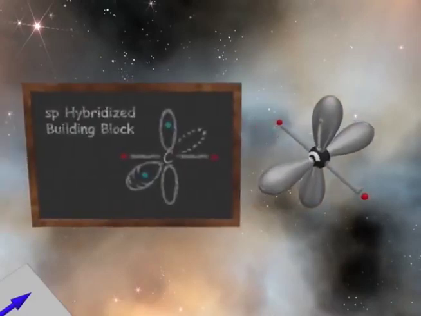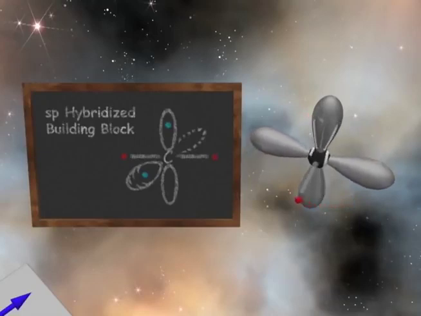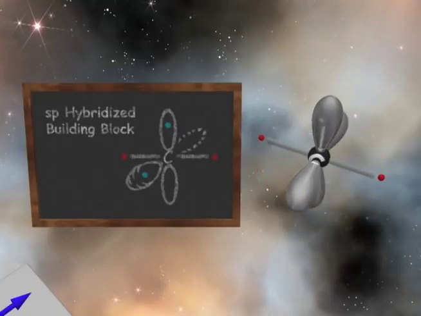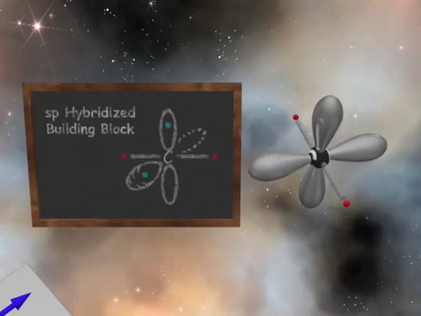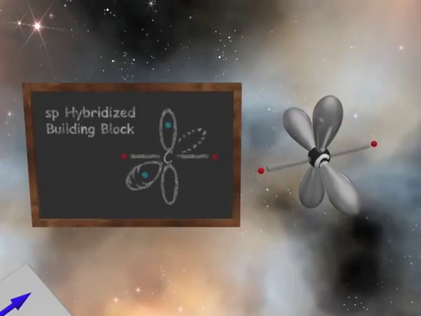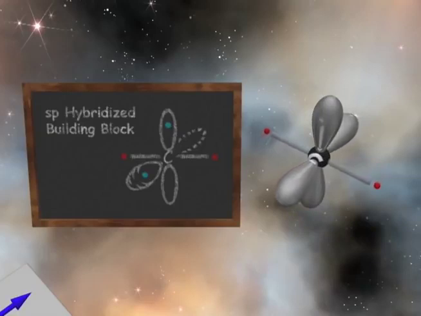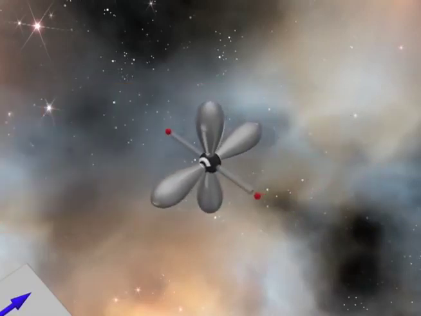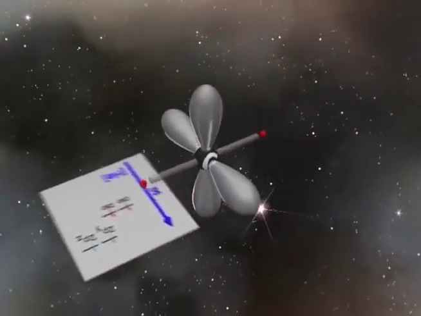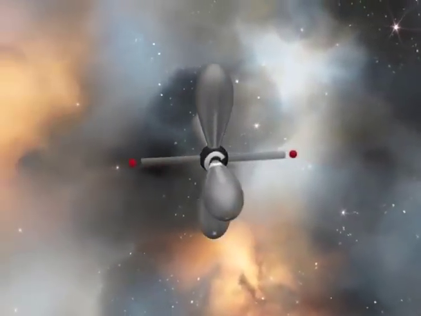Your instructor will often draw the sp hybridized carbon on the blackboard as shown. Again, solid lines are in the plane of the board, shaded lobes are coming out of the plane of the board, and dashed lines are going behind the plane of the board. Each of the two sp hybrid orbitals contains one electron capable of forming a sigma bond. The sp hybridized carbon is now capable of forming two sigma bonds and two pi bonds.